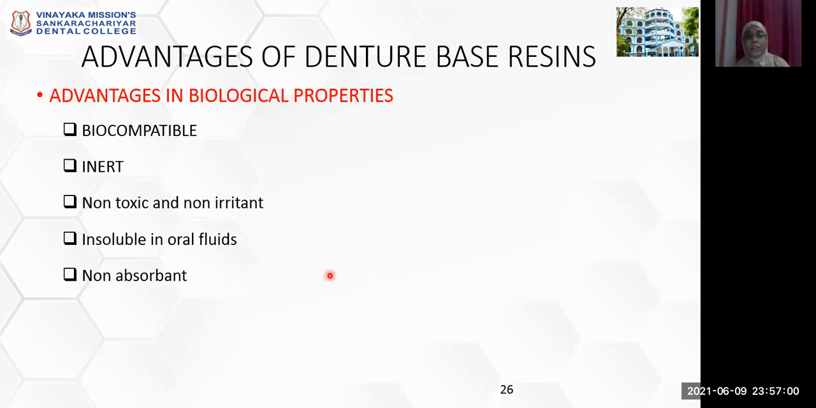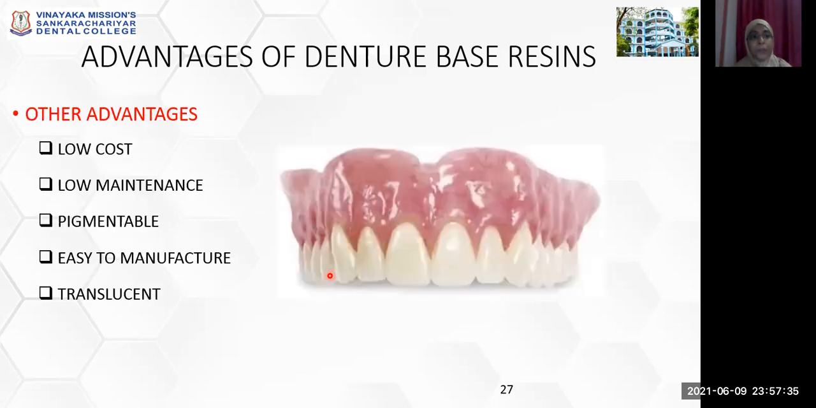All these are advantages, and the most important advantage of this PMMA resin is that it is biocompatible, inert, non-toxic, non-irritant, insoluble in oral fluids, and non-absorbent. Various other materials like cellulite or vulcanite were stainable. People used to tea or coffee or any pigments coming in contact with the dentures would stain the denture, but that wasn't seen in PMMA resins.